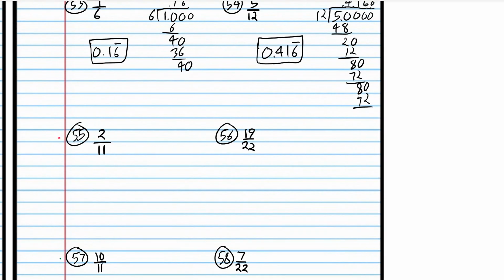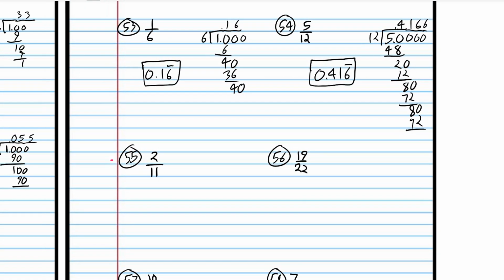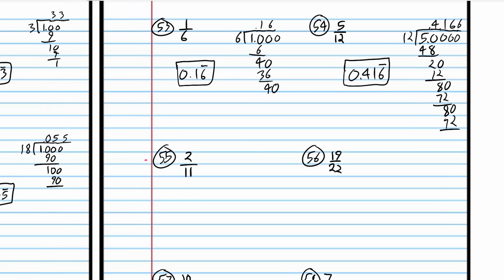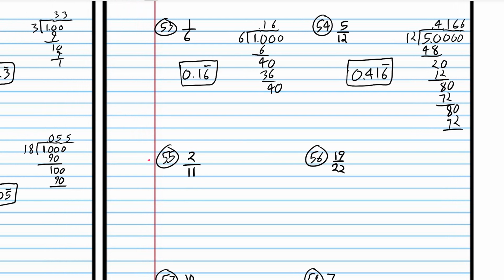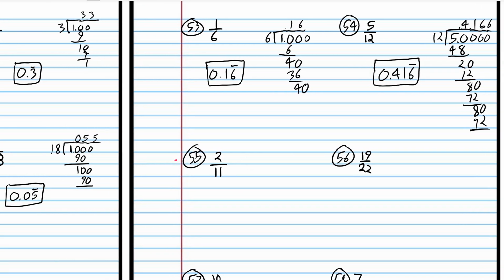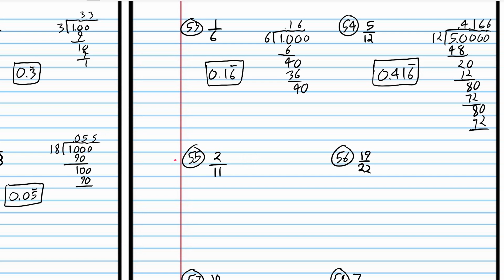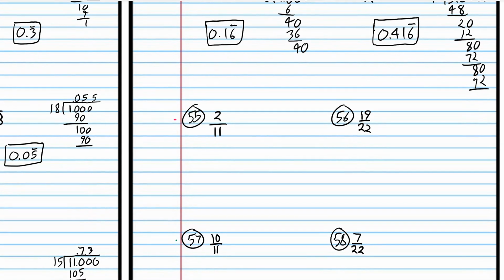All right. So in number 55, it's going to be the same situation. These are all pretty much the same types of problems, but there's going to be a slight difference. In number 55, we're going to have 2 digits that repeat. So we're going to have something like 0.32, 32, 32. So we're going to have to put the bar over the 3 and the 2. That's the only difference for these problems. So let's go ahead and try number 55 together.